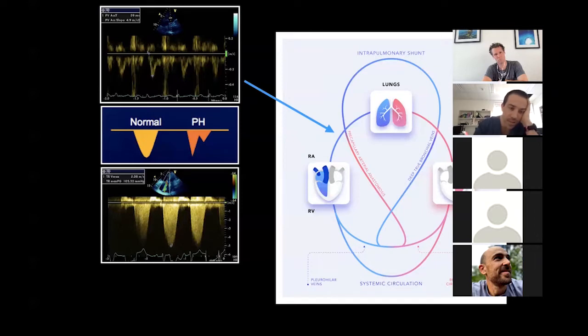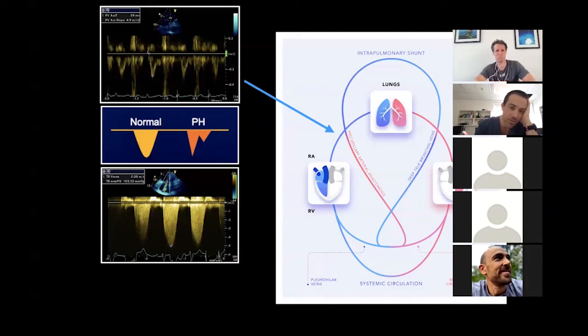In terms of RV afterload, other things that I think about is what the right ventricle is doing in terms of its RV wall thickness. If there's persistently raised RV afterload, then you're going to get thickening of the RV free wall, and then you can develop tricuspid regurgitation from that and go into RV failure.